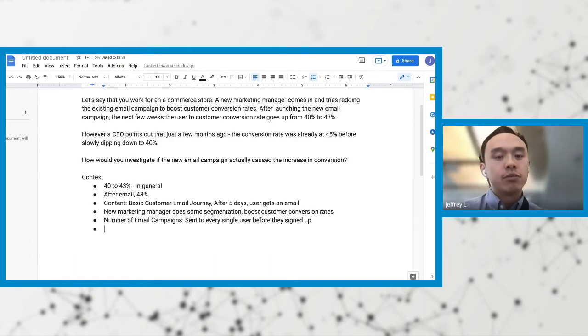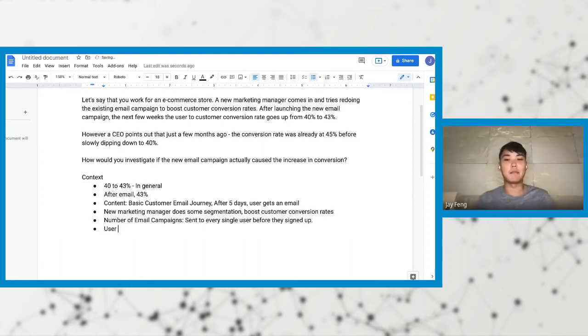Did any of those other metrics change? Did user signups change? Was that around the same? Or did people landing on the homepage change? Did any of those things change? Yeah, potentially. If you were in this situation, what would you investigate first?